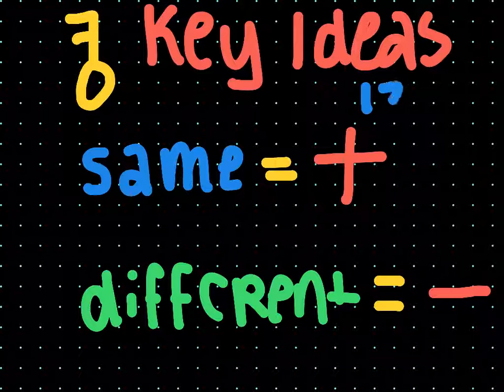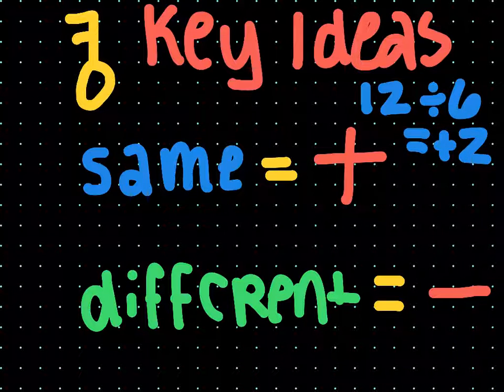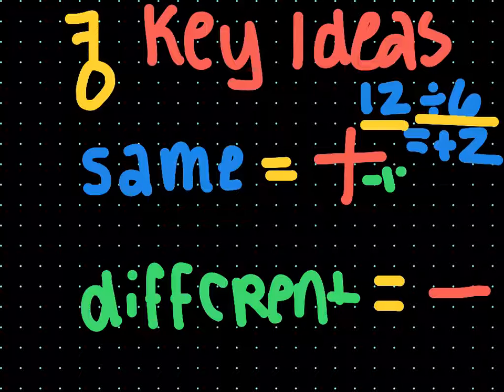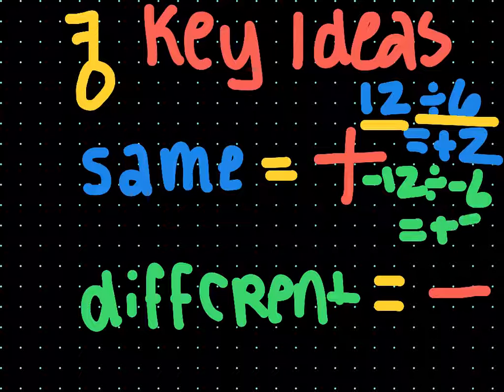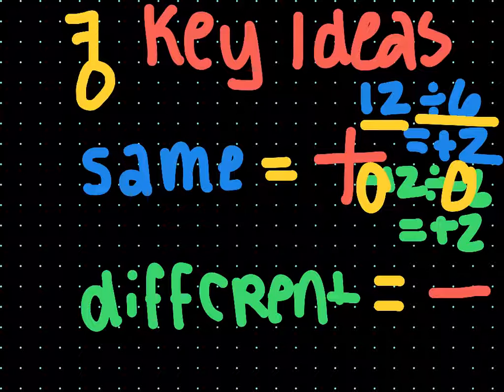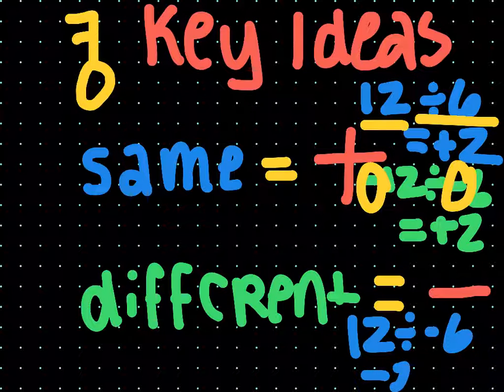For example, if we did 12 divided by 6, that would equal positive 2 because these numbers are both positive numbers. If we did -12 divided by -6, the answer would be positive 2 because they both have the same negative sign. So let's do an example with different signs. Let's say we had 12 divided by -6. Since the signs are different, this would be -2.